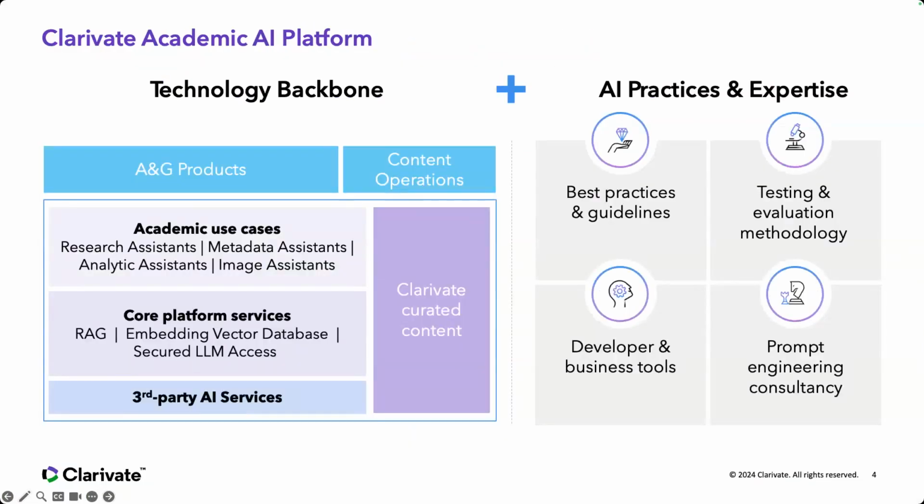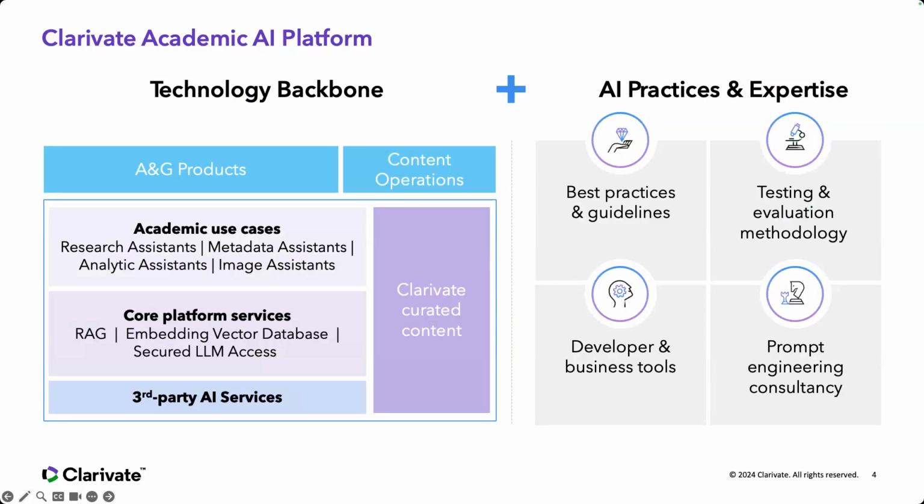And one way in which that's really manifested itself is something that you might hear about more broadly across our products, within academia and government within Clarivate: the Clarivate Academic AI platform. Now, there's a lot of information to take in on this slide, I appreciate, so I'm just going to talk about the key principles here. But really, it's a combination of both a technology backbone and AI practices and expertise.